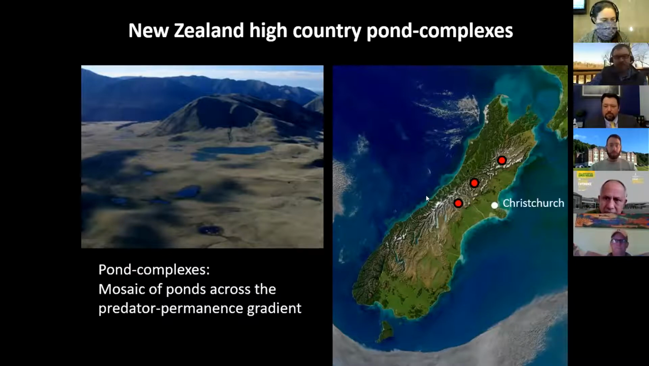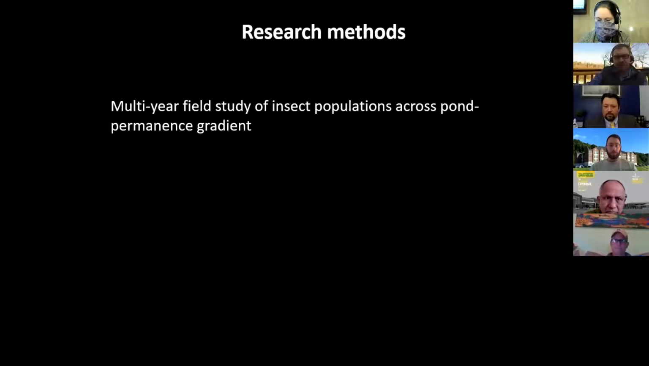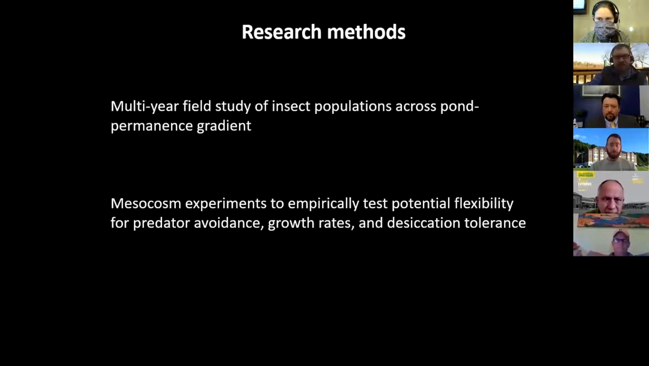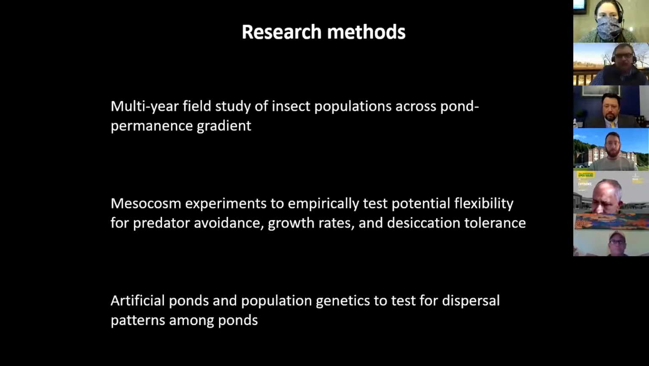My main methods were a multi-year field study of the populations of those two species across that pond permanence gradient. I also followed this up with mesocosm experiments to empirically test whether there was this potential flexibility for predator avoidance, how changeable their growth rate might be, and whether they had an ability to tolerate drying. I also wanted to see how likely they were to disperse away from their habitats. So I installed some artificial ponds, but also did some population genetics to test for potential dispersal patterns among the different ponds, and even between some of these pond complexes.